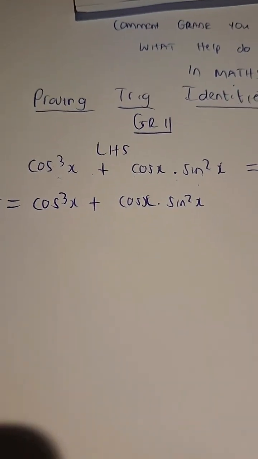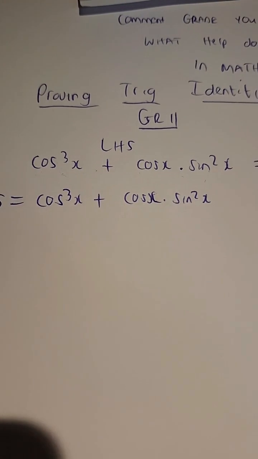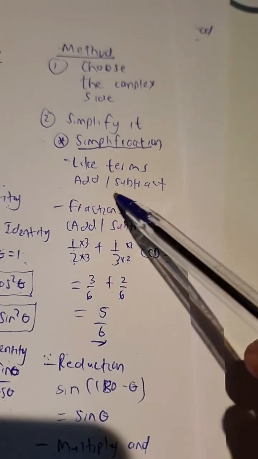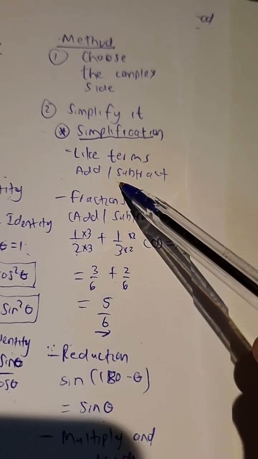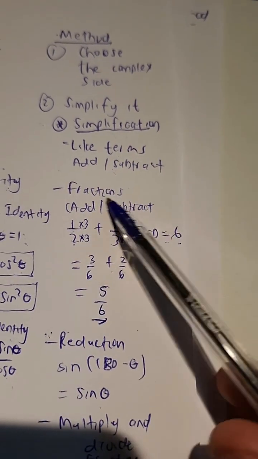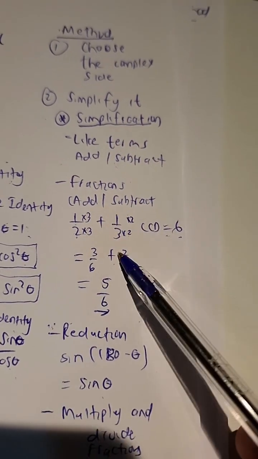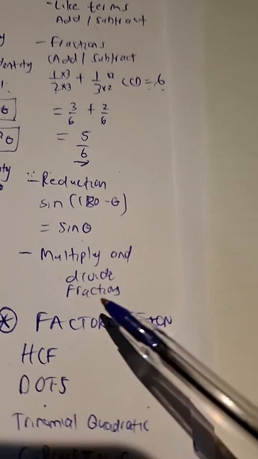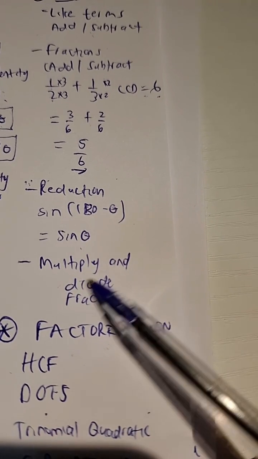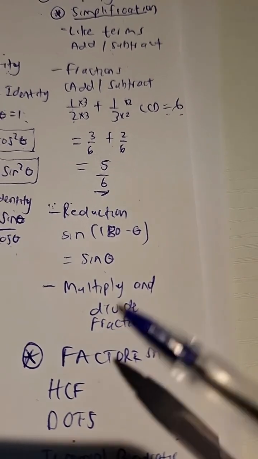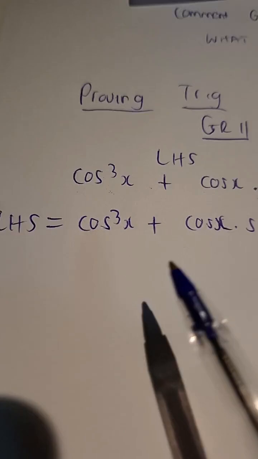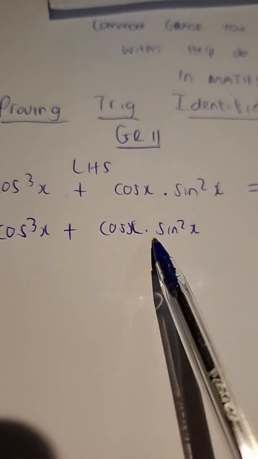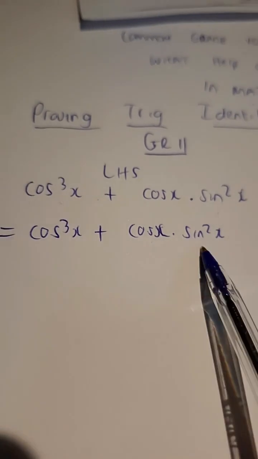Okay. Then step 2, I am going to check, can I simplify? In other words, are there like terms? Is there an addition maybe of fractions that I can apply? Is there reduction that I need to apply? Is there multiplication or division of fractions that can be applied? That is strategy number 1. So if I look at this, cos to the power 3x plus cos x times sine squared x, how many terms are in this expression?